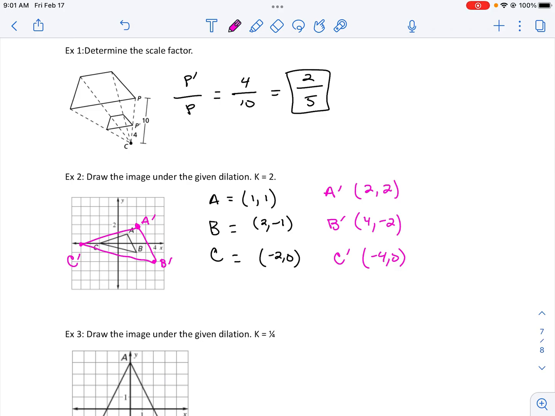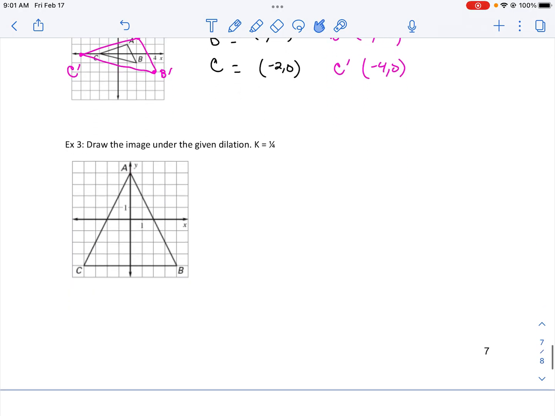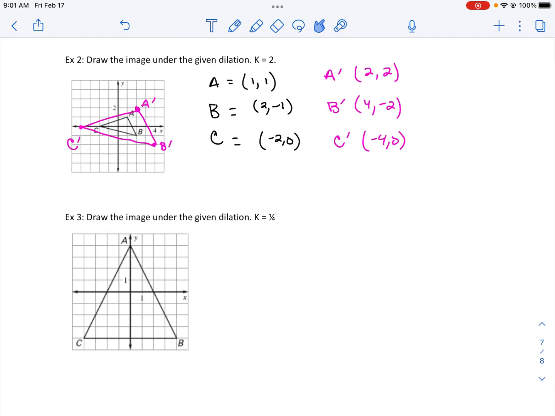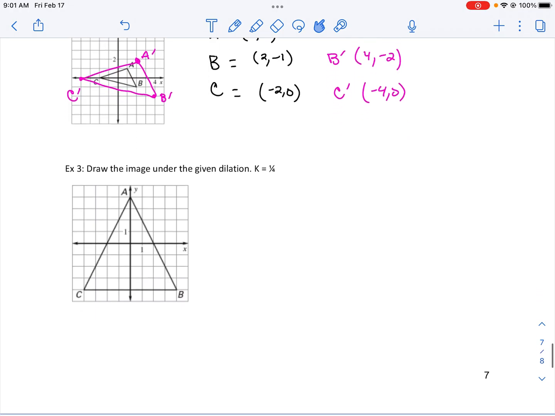Ta-da. So we can see here, obviously, the distances are not preserved. It's multiplied. It makes sense. Since we're multiplying by a number that's larger than 1, this is considered an enlargement. Pretty straightforward, but I just got to make sure I cover that.